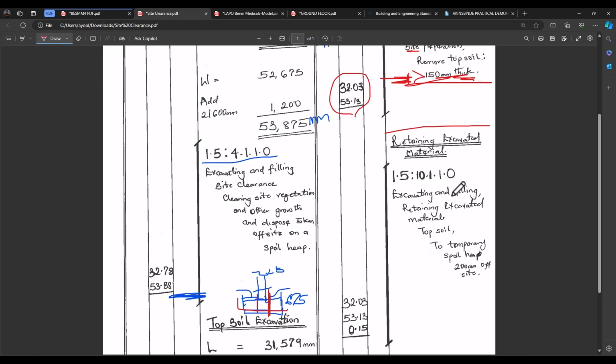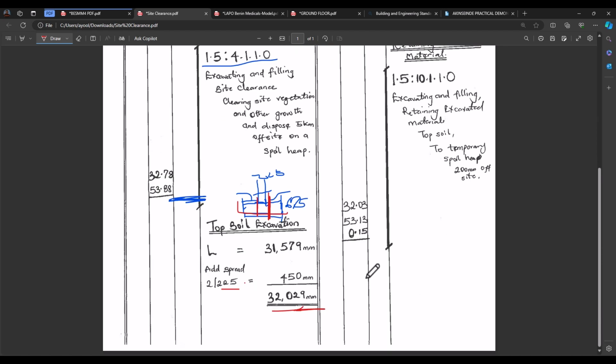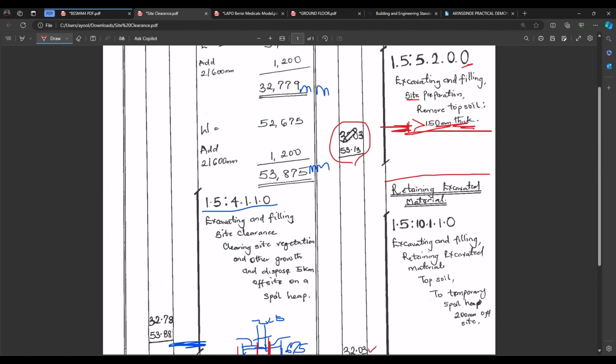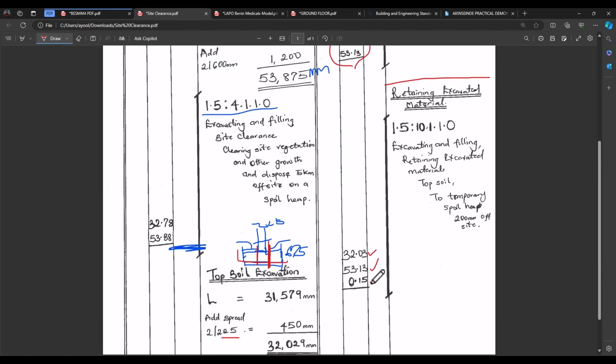So now let's go. Excavating and filling, that's 1.5. 10, I showed you retaining excavated material. 1, topsoil. Where are we going to store the excavated material? To temporary spoil heap, 200 meters off site. So that's somewhere around the site. So our quantity now, this is our length as we have here, this is our width, and this is the thickness. It is measured in meter cube.